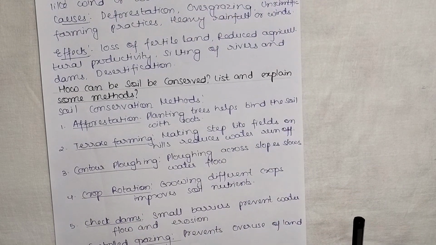Effects: loss of fertile land, reduced agricultural productivity, silting of rivers and dams, and desertification. So here what happened? Due to this, the fertility of the land may reduce, and then the agricultural productivity also reduces. Then silting of rivers and dams, that is accumulation of sediments silt with the riverside and the bank. And desertification. So these are the effects of soil erosion, right?